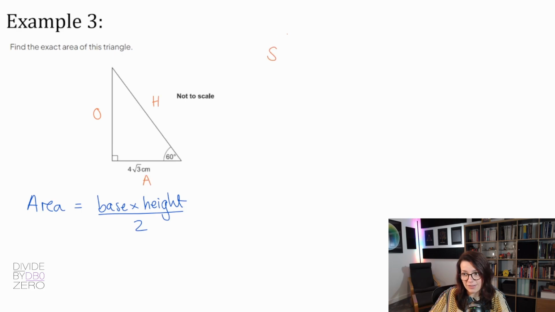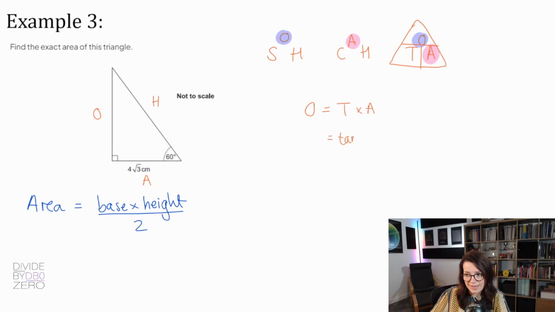Again, I like to write down SOHCAHTOA on the side and figure out what I have and what I want to help me choose which formula triangle to use. So I have A and I want O in this scenario, meaning we're going to use TOA. This time we want the O, so O equals T times A, and that is going to be tan 60 times 4 root 3. Tan 60, that was the root 3, times 4 root 3 gives 12.